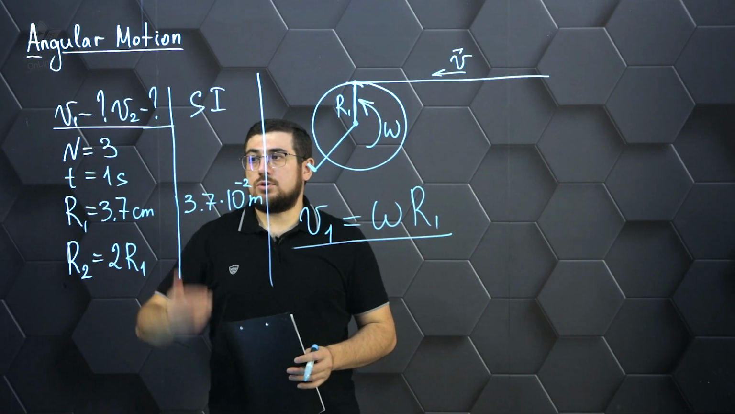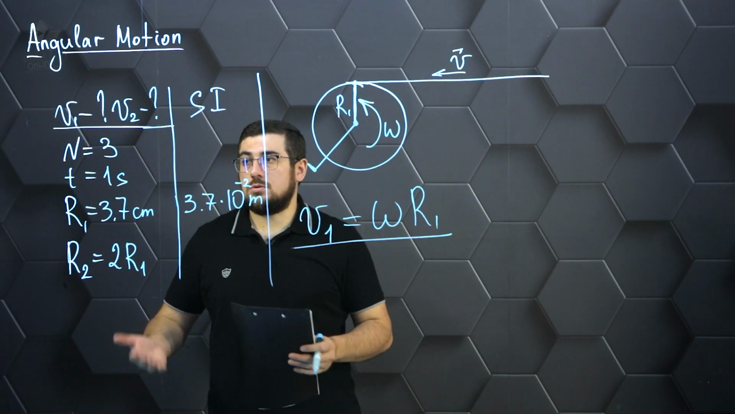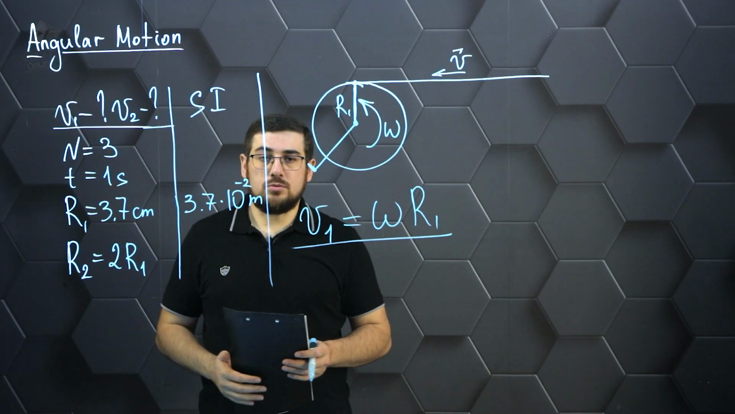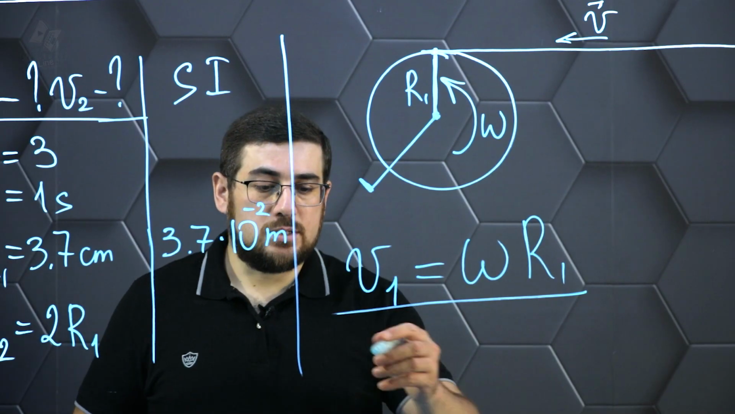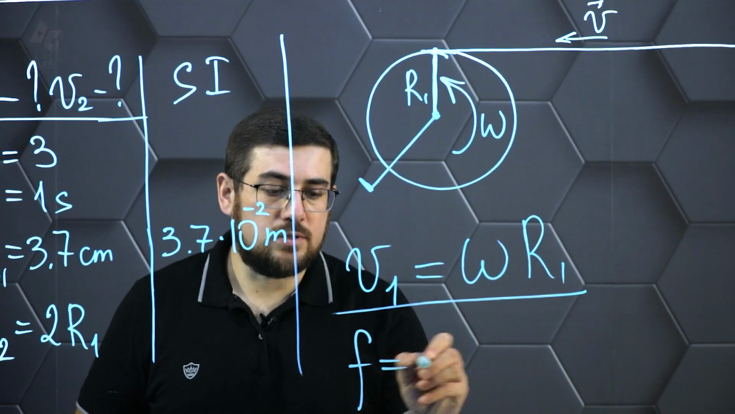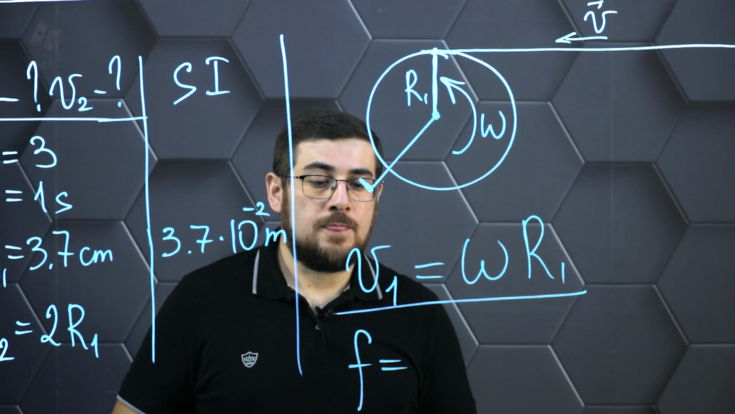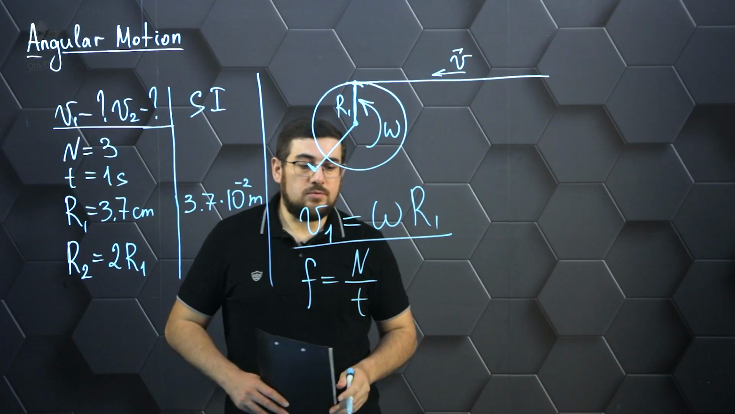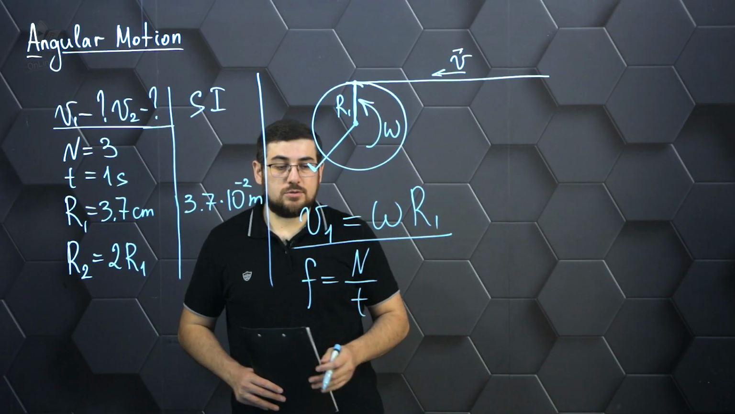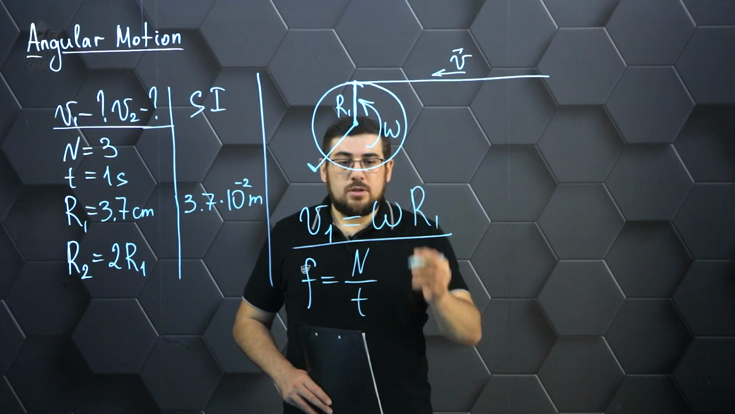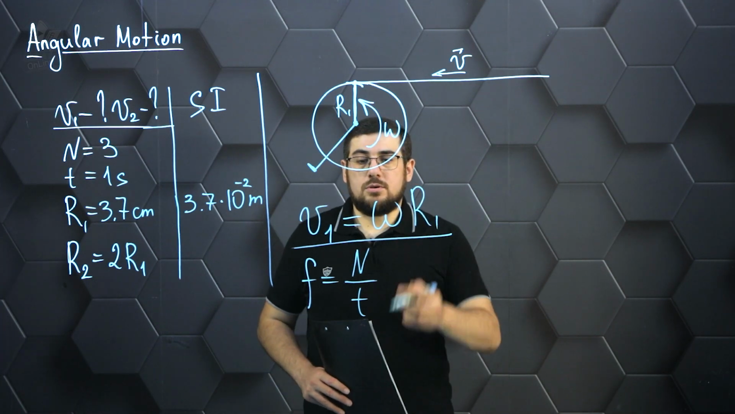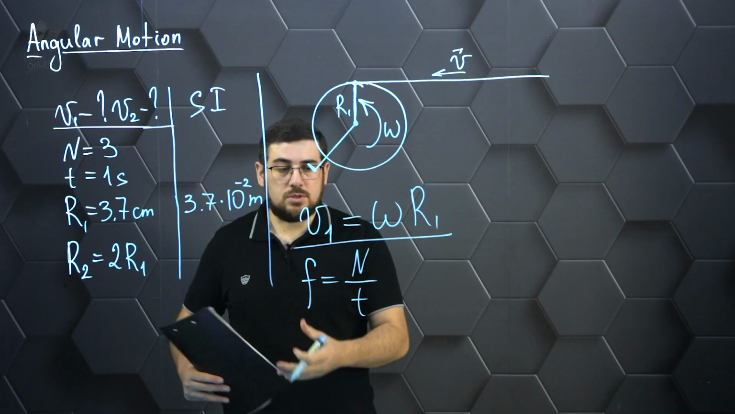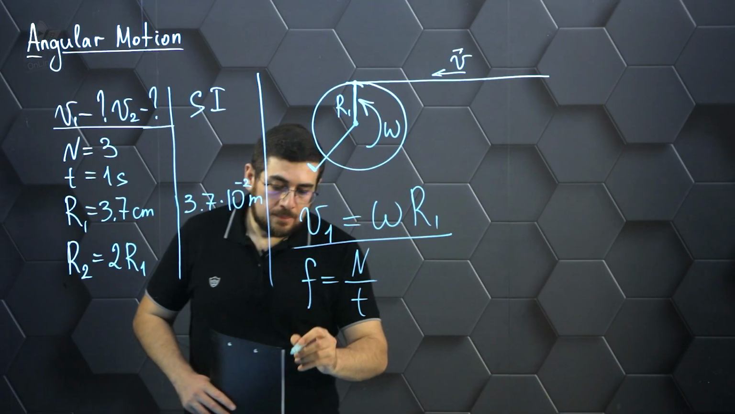To find that, we realize that we have a clue. The coil is rotating at a certain speed, which is 3 revolutions per second. For that, we have a special value that we call frequency. It's defined as the ratio of the number of revolutions to the time over which those revolutions were made. Now our task is to remember how angular velocity and other rotational parameters, such as frequency or period, are related.